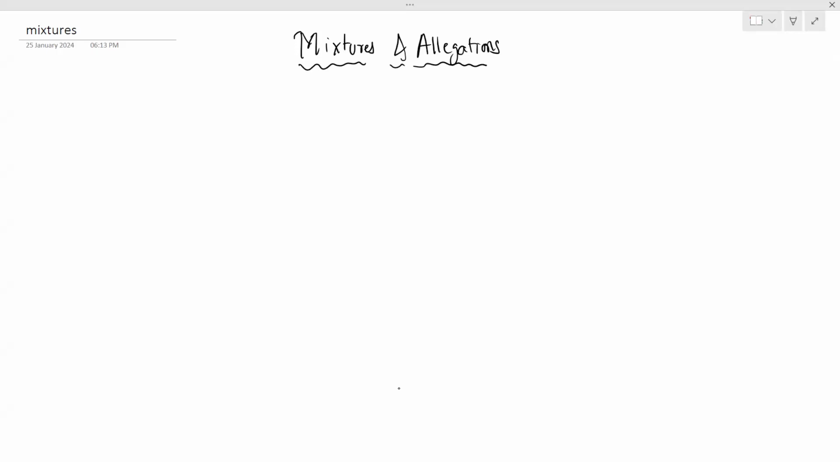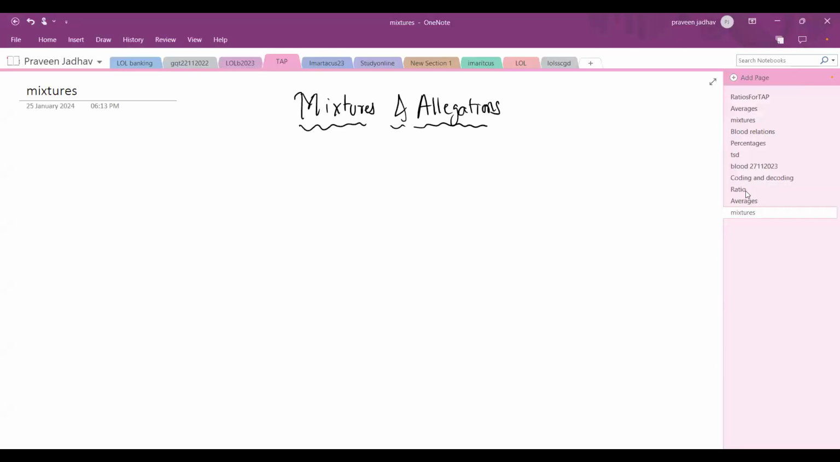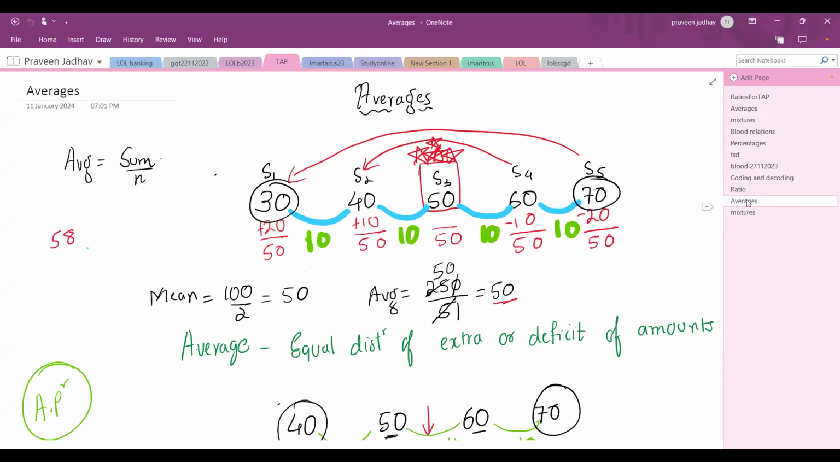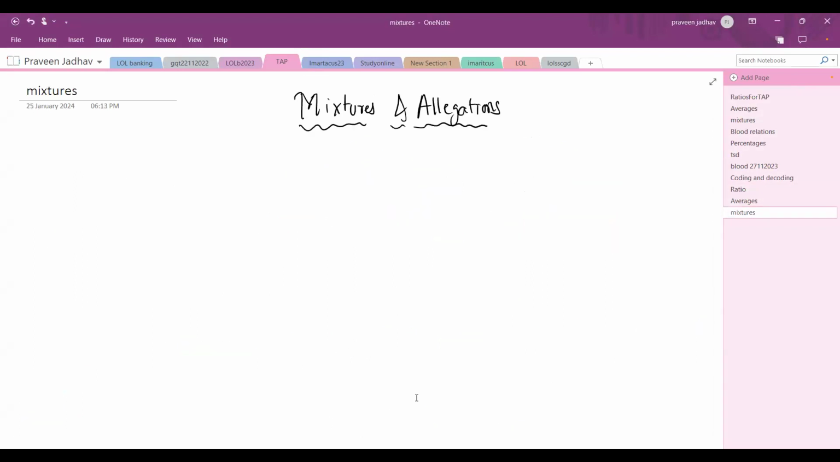Sakshi, have you dealt with averages? Yes or no? Okay, fine. Ratios and averages were done for you. Ratios was done on 10th of January, and averages was done for you on 11th of January, if I'm not wrong. True? Yeah.